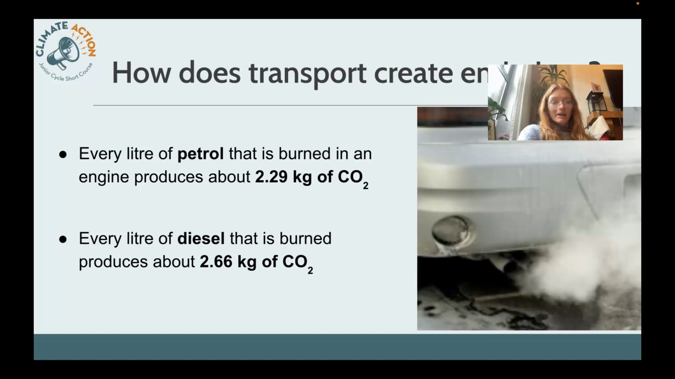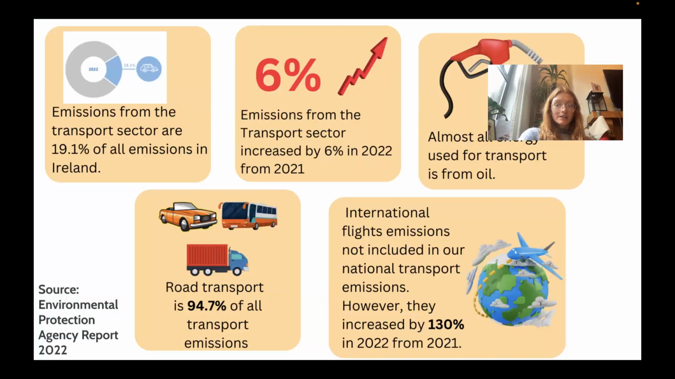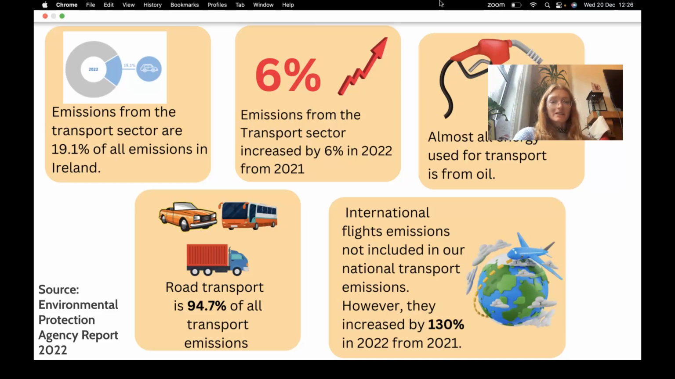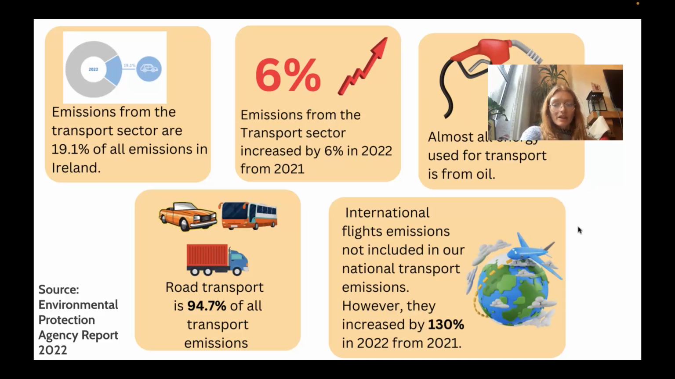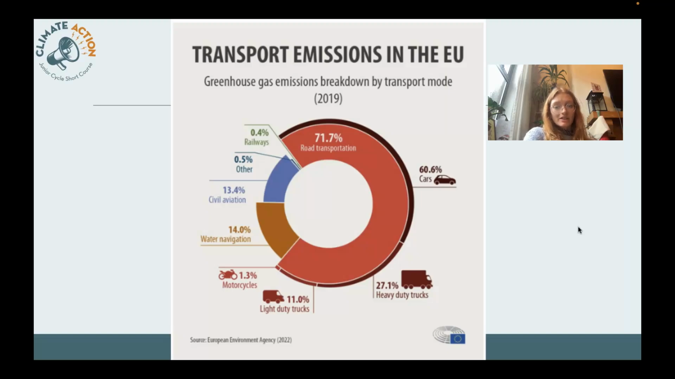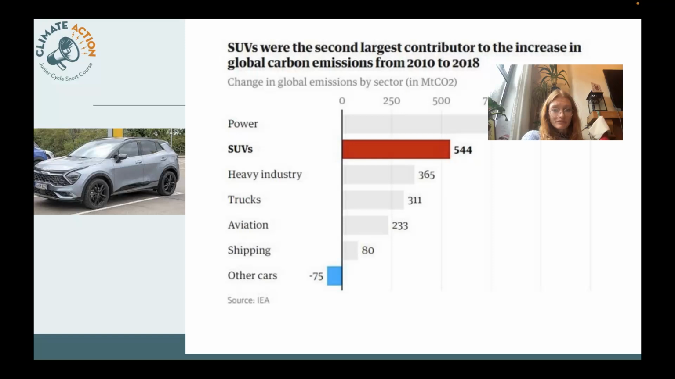This is just a small piece about how burning oil in our cars and our vehicles produces emissions. These are some general facts from the EPA. Again, you might want to update these about where emissions come from in the transport sector. Another fact about where emissions come from in the transport sector. And with all of these, we do encourage you to explore them, really dig into them with your students in whatever way works best for you. Here's another fact about SUVs as the second largest contributor to the increase in carbon emissions from 2010 to 2018.